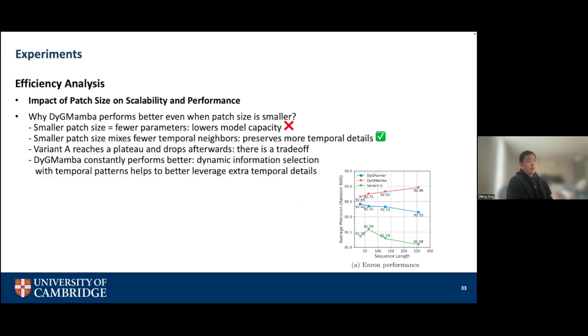But smaller patch size will mix fewer temporal neighbors, which means that we can preserve more temporal details. This is what we want.